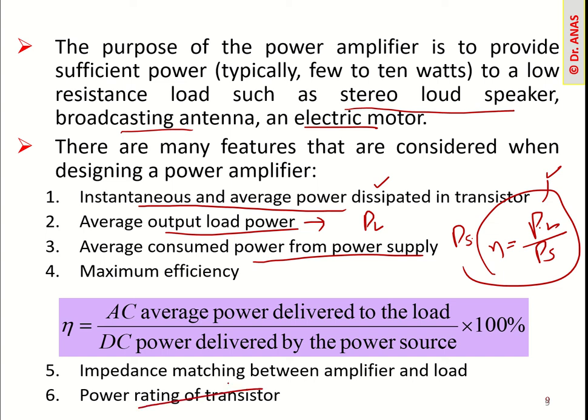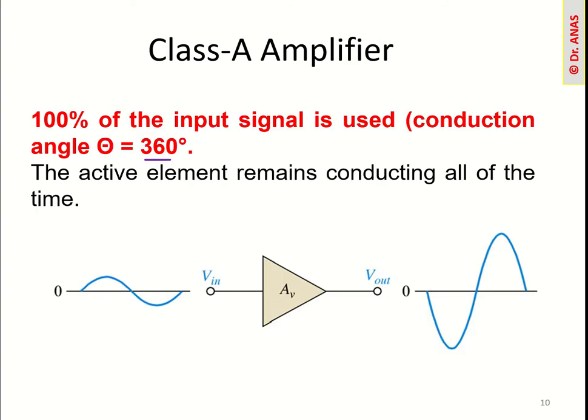Impedance matching and power rating of the transistor. So these are the different design parameters and features of amplifier design. Now let's have a look at the first kind of amplifier, which is the class A amplifier.